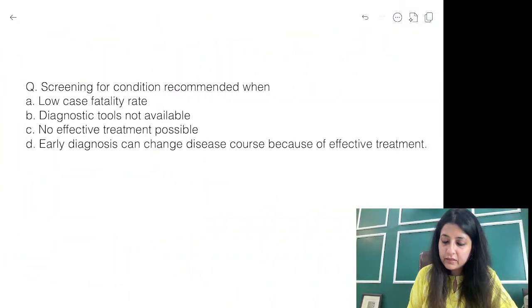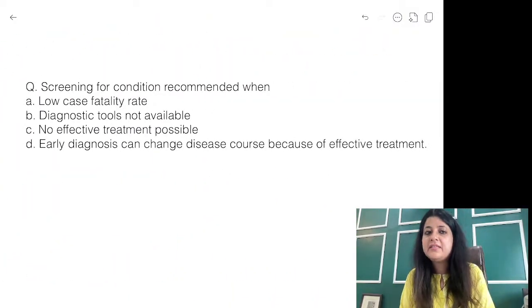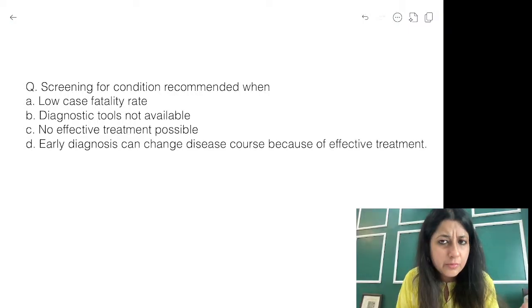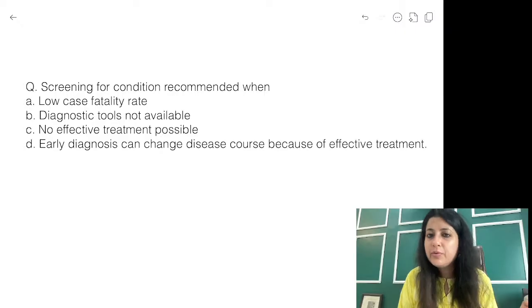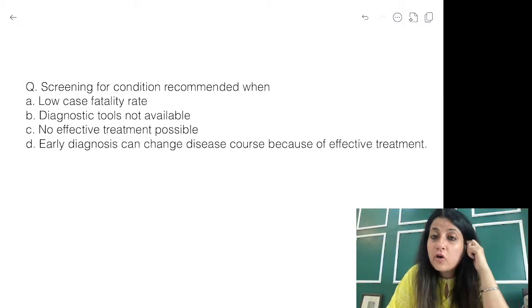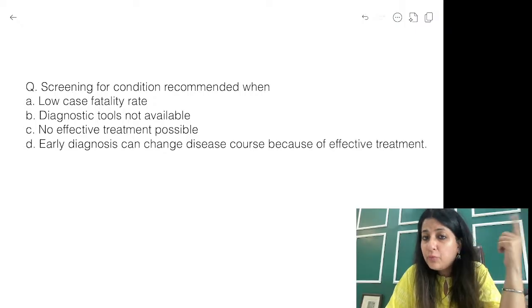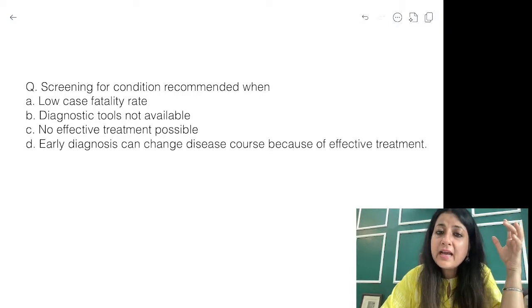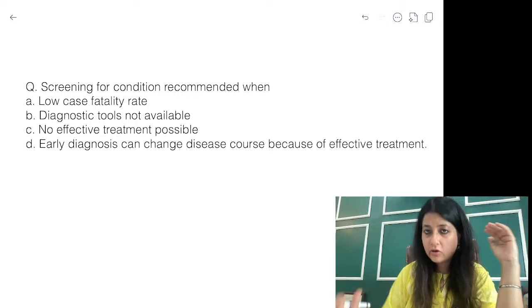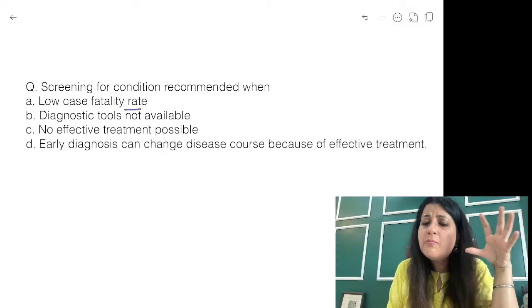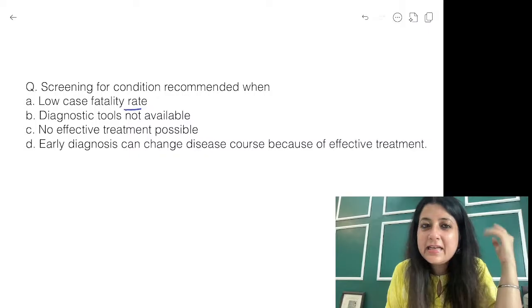Okay? Alright, screening for a condition is recommended when... I mean, do we have a screening test for all the diseases? Do we have a screening test for rabies? Do we have a screening test for measles? Do we have a screening test for, let's say, HIV? Do we have a screening test for diabetes? Why is it that we have a screening test for a couple of diseases, and why is it that we don't have a screening test for the other diseases? Because it has to fulfill certain conditions. Low case fatality, a very low case fatality rate, 1 to 2%.